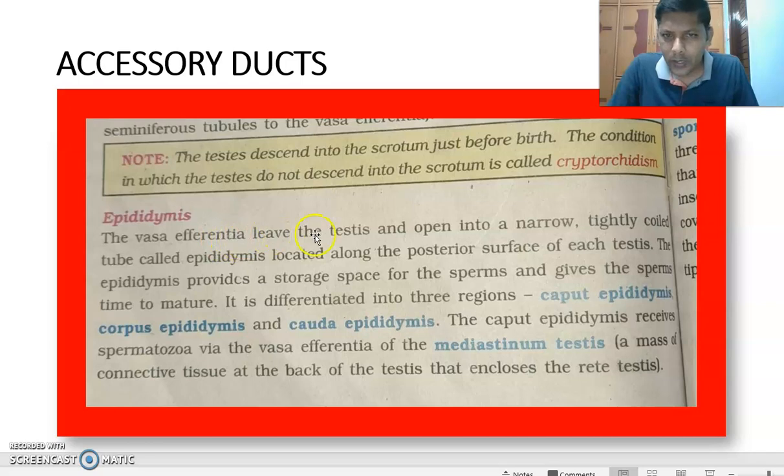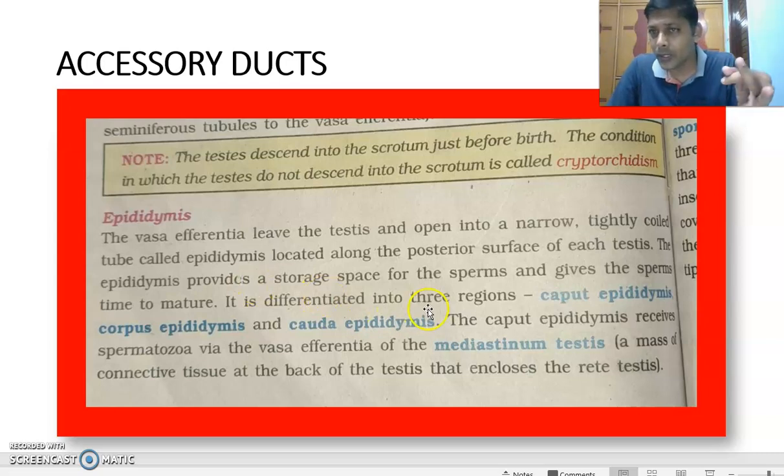Okay, the vasa efferentia leave the testis and open into a narrow, tightly coiled tube called the epididymis. Where is it? It is located along the posterior surface of each testis. Epididymis, what is its function? It provides space for the sperms and gives the sperms time to mature.